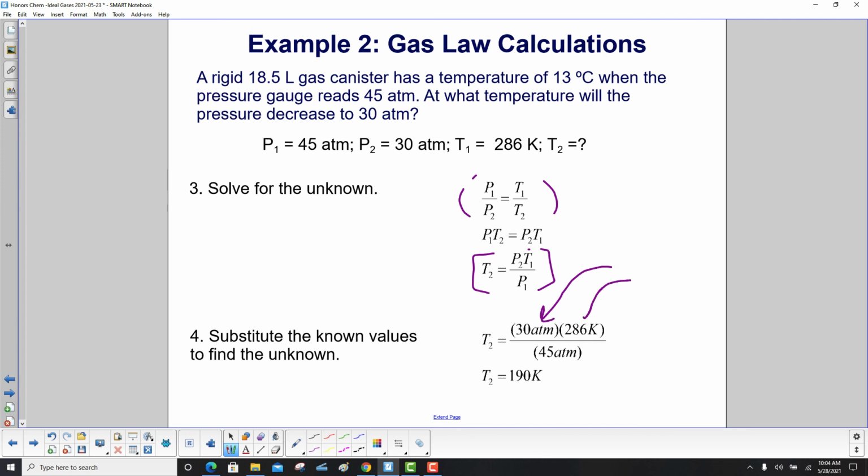Substitute in our givens. The atmospheres will cancel out. Do the math, and we have 190 Kelvin.